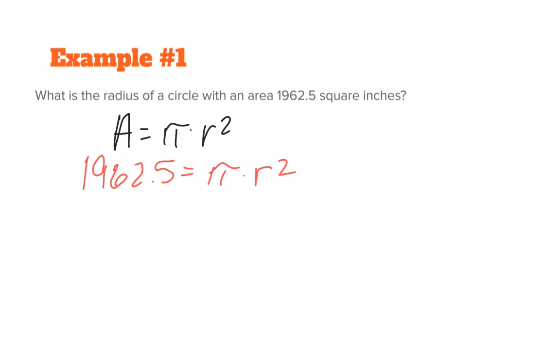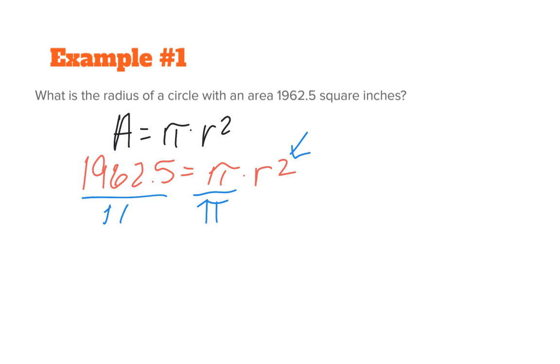And now this is going to come down to really solving an equation, which hopefully everybody remembers how to do. So I want to try to isolate the radius term, this r squared term. I want to try to get that by itself. And so to do that, I need to do the inverse operation of multiplying by pi. And so I'm going to divide both sides of the equation by pi.